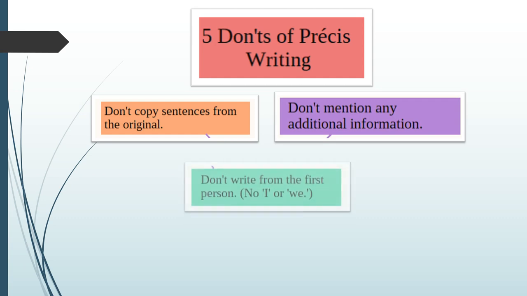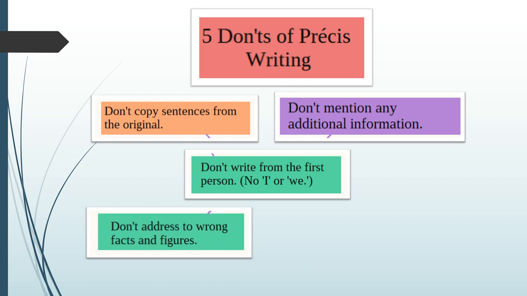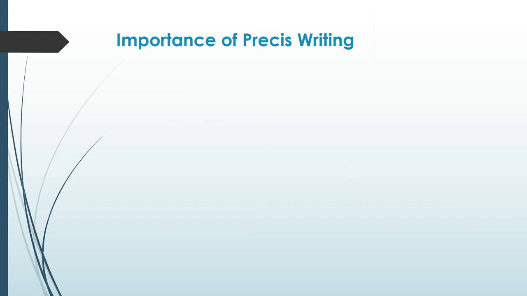No additional information required. You are not going to be subjective. Subjective means that it's not "I" or "we" that you have. You don't have to write "I think," "I believe," "in my opinion." You are not supposed to write this. It is in the third person, just like in summary. You are not going to include wrong facts and figures, and don't complicate it. Be simple. This is the same thing in summary. Most of them are the same. I think everything is the same over here. Don'ts of précis writing have the same points.